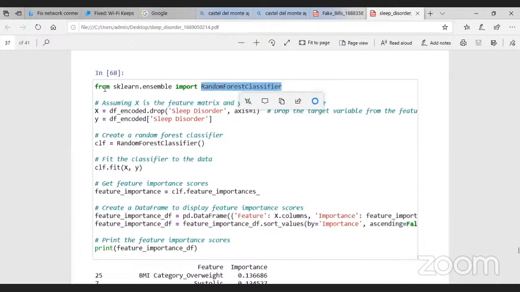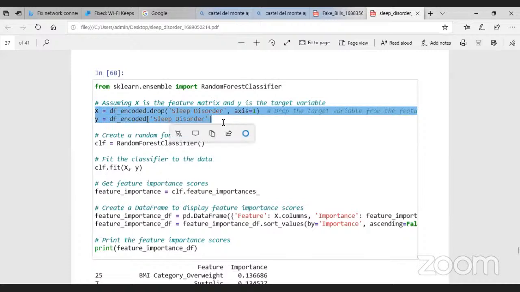For calling the model, scikit-learn is the library I told you guys. From it, we are trying to import the random forest classifier. Once we call this random forest classifier, what I am trying to do now is get the sleep disorder, and drop the target variable from the features. I am trying to split the data into X and Y. I'll tell you what I am doing.